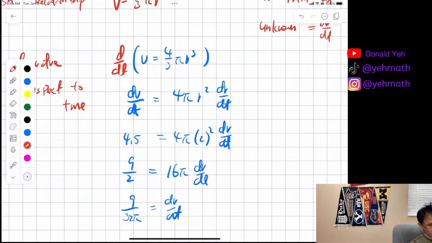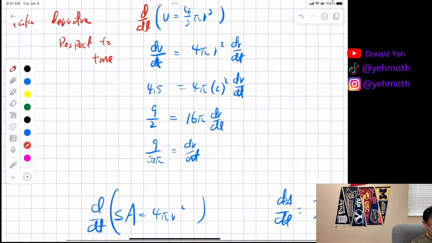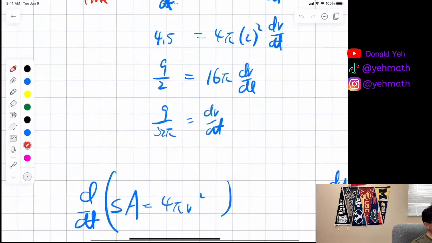Got it? Now, if I want to find out how fast the surface area is changing, I need to figure out the relationship for area. So in this case, I'll write down surface area is equal to 4 pi r squared. This is one relationship that is easy to remember. The volume is 4/3 pi r cubed. Take a derivative of 4/3 pi r cubed and it is equal to 4 pi r squared, which is the surface area.